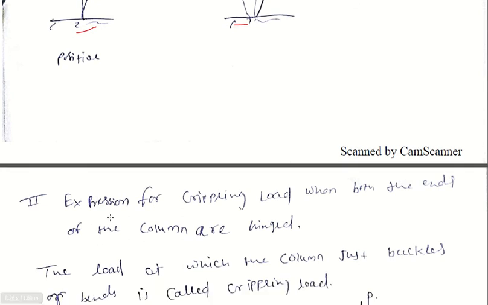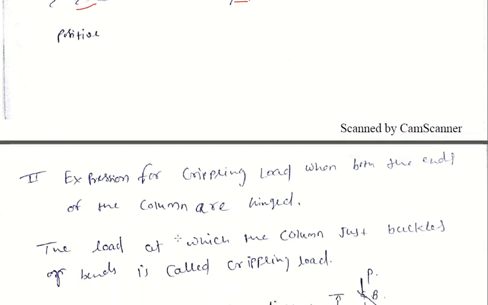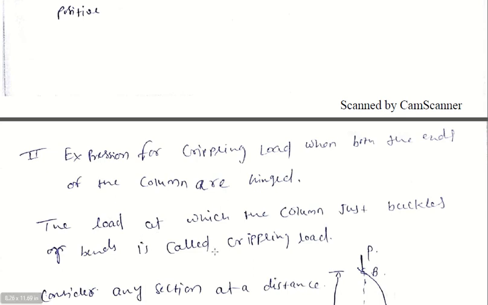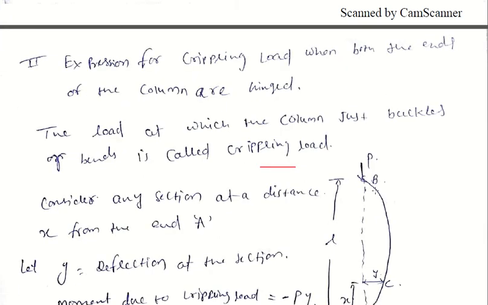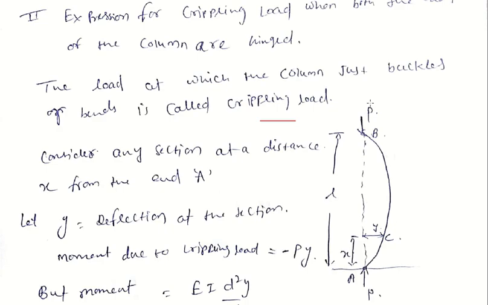Here are some derivations, the expression for crippling load when both the ends of the column are hinged. What is crippling load? The load at which the column just buckles or bends is called crippling load. This is the first case, when both the ends are hinged. Here is the buckle of the column. This is the deflected shape, y, deflected at the section at distance x from A.